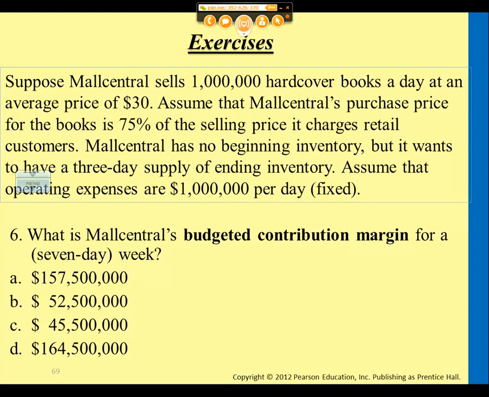Let's look, what is the budgeted contribution margin for that week, which is 7 days, right? So how do we calculate the contribution margin? Sales minus expenses. Okay. So what would the so-called expenses be in this case?